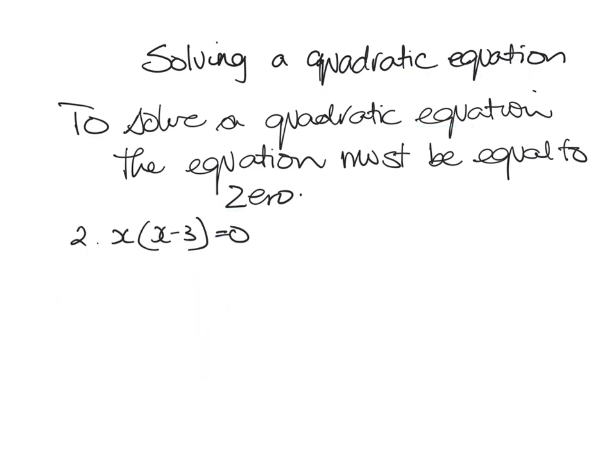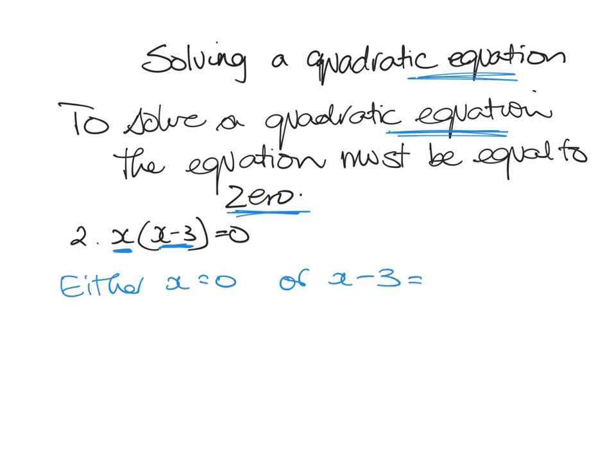This is another quadratic that has also already been put in the factorized form. So it is already factorized, and we want to solve the quadratic equation. The first thing we're going to do is make sure that the equation is equal to 0. To solve a quadratic equation, the equation must be equal to 0. When we look now, we have one thing multiplying a second thing. So our answer will be that either x equals 0 or x minus 3 equals 0.